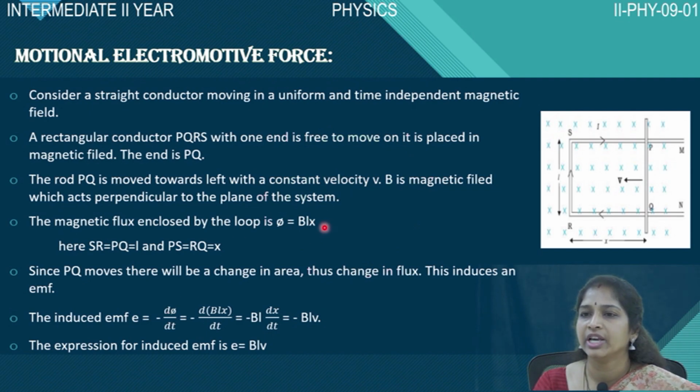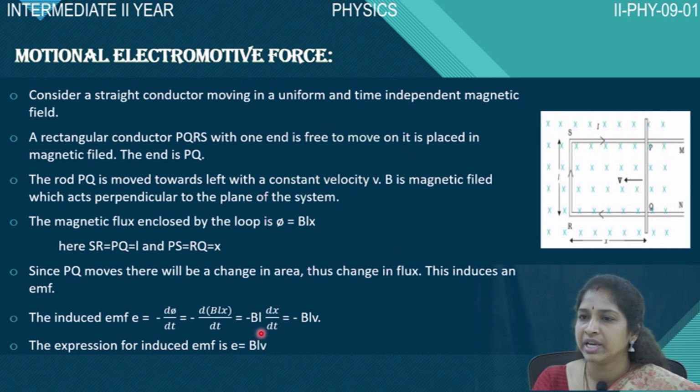If I substitute this here, what will I get? E equals minus d by dt of BLX. If you observe, the magnetic field induction B is constant. The length L is not changing, so that is also constant. So those two are constants with respect to time, and I cannot differentiate them. What is changing with respect to time? This x is changing, because we are moving this end PQ towards the left with a velocity v. So there is a change in the x value, and I can differentiate only that x.